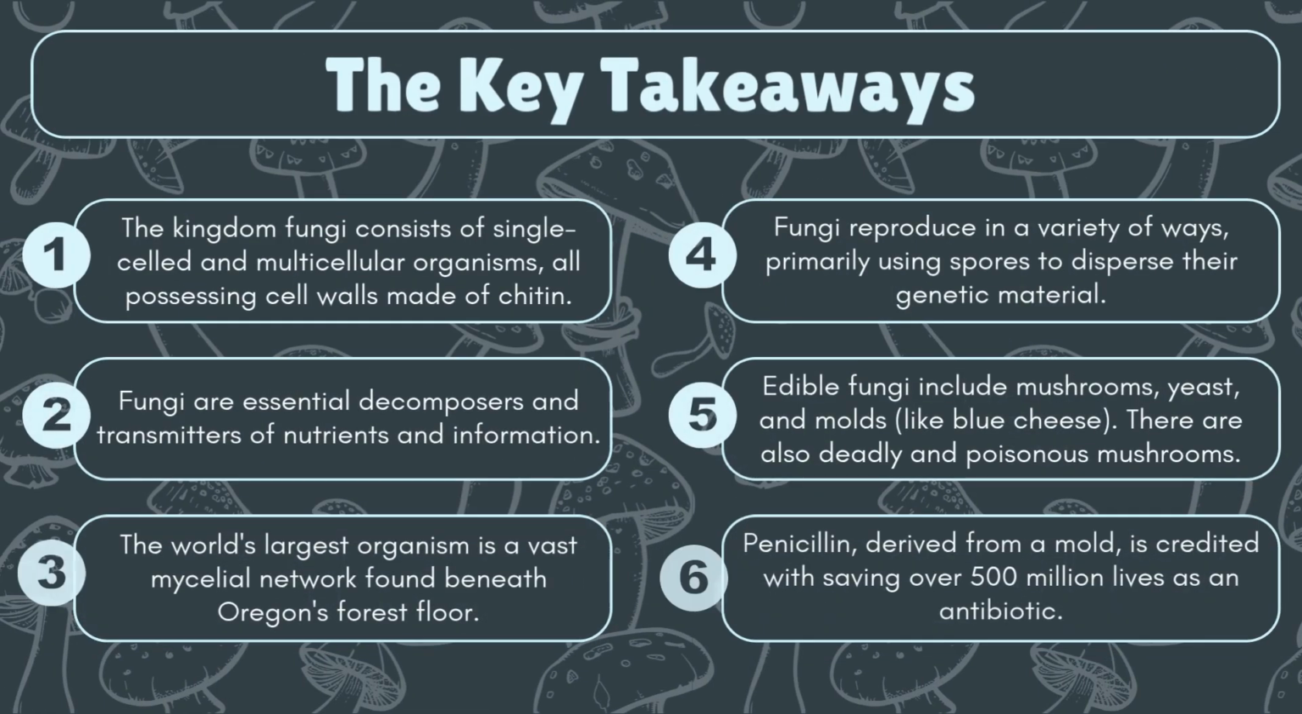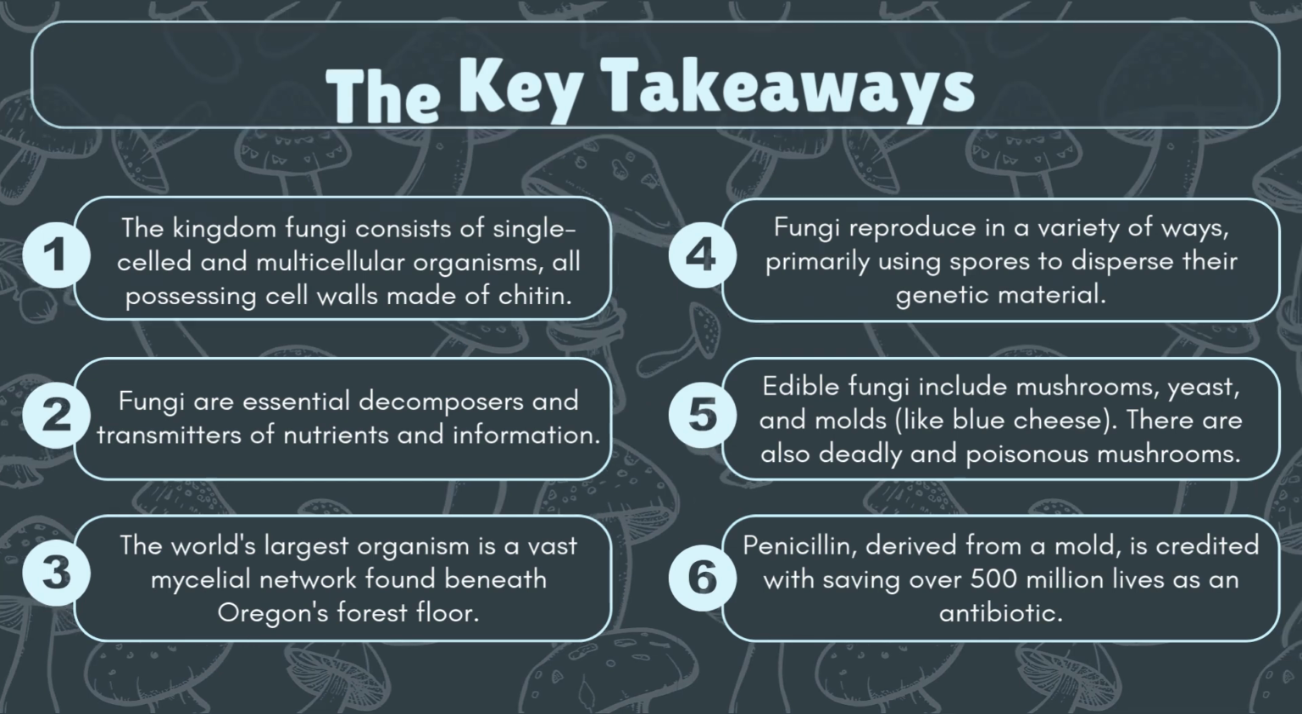Let's recap. Fungi have chitin cell walls and can be unicellular or multicellular. They're vital decomposers and communicators in ecosystems. The largest organism is a fungal network in Oregon. Fungi include edible types like mushrooms and yeast, but also deadly ones. Penicillin, derived from mold, has saved millions. Fungi reproduce using spores, ensuring their survival and spread.